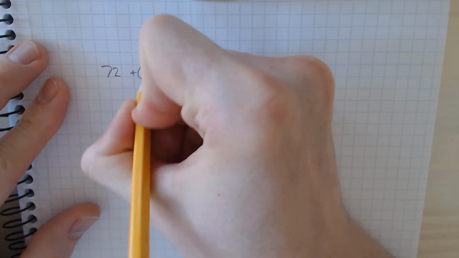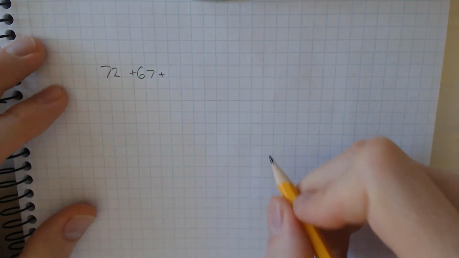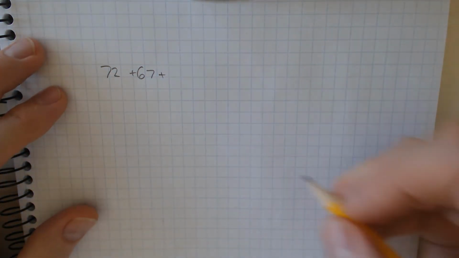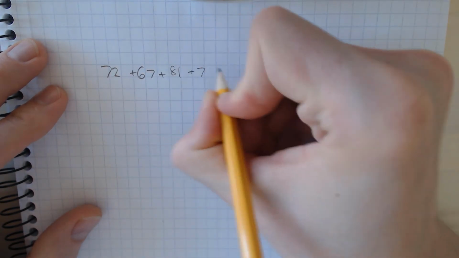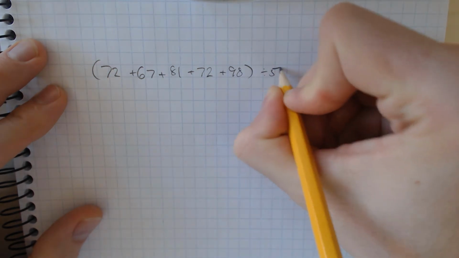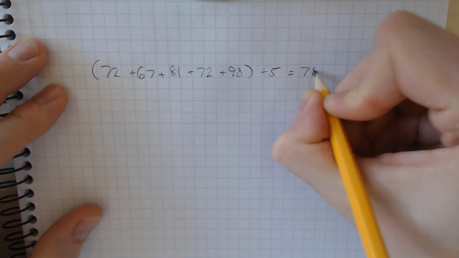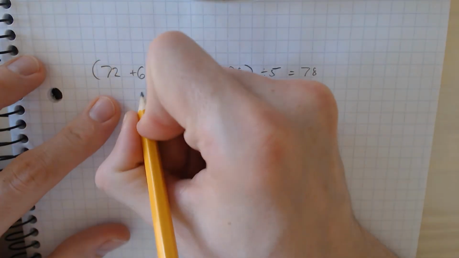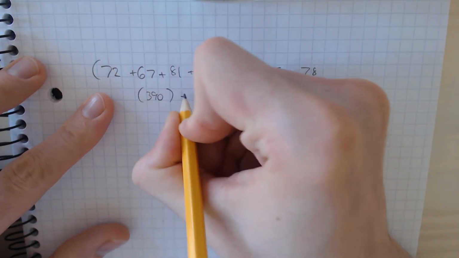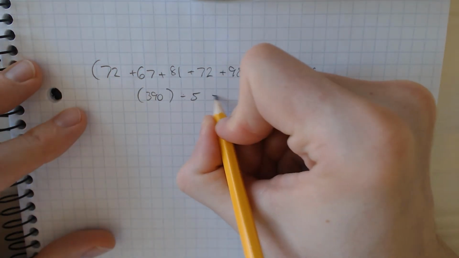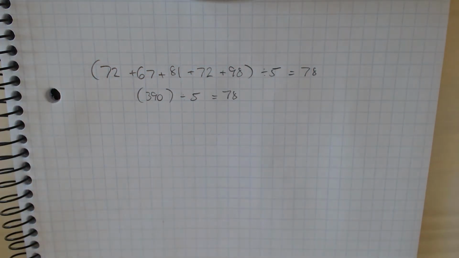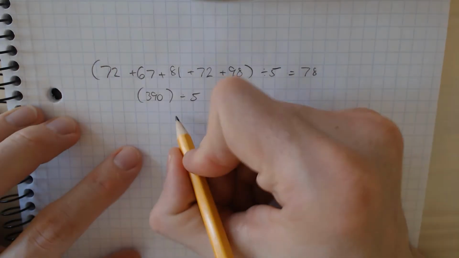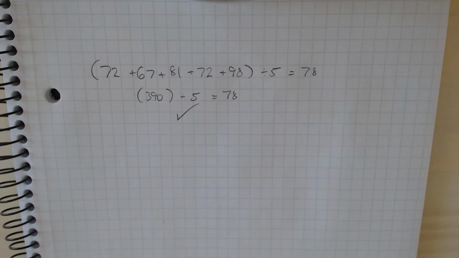So now that we know Jessica's estimated score is 98, we can plug that number back into our original expression. 72 plus 67 plus 81 plus 72 plus 98. Those are all our addends, and we have 5 of them, so we need to divide that sum by 5, and that should give us the final average of 78%. Using a calculator, I can tell that 390 is our sum, divided by 5 gives us 78%.